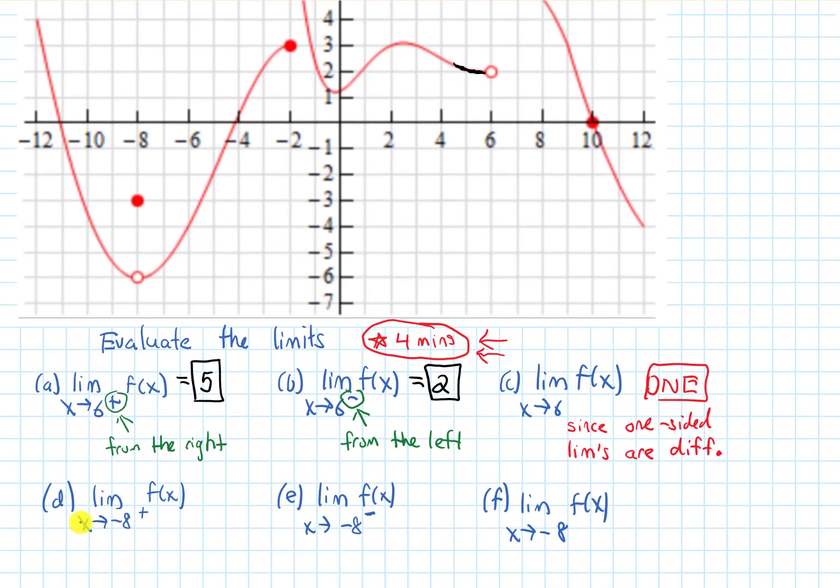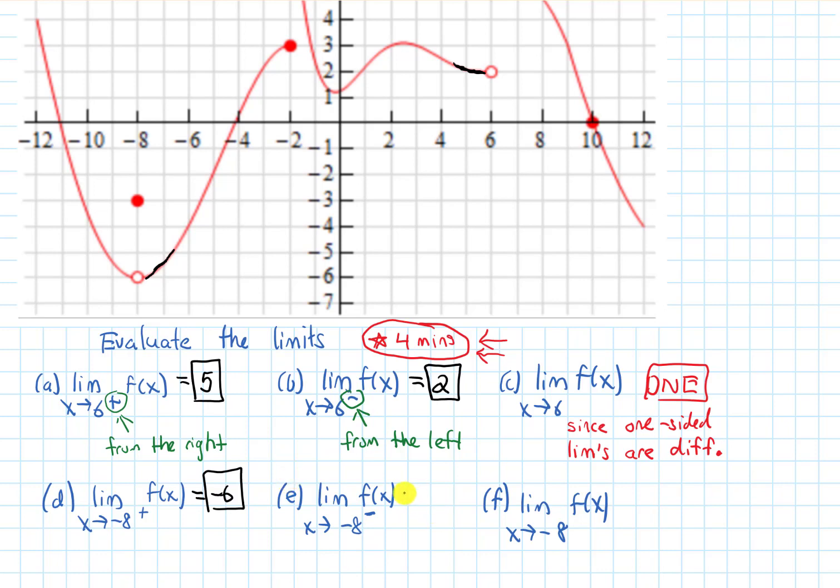Alrighty, let's do part D. What's the limit as x approaches -8 from the right? As I approach -8 from the right, that is this part of the graph, and the y values are getting super close to the y value of the hole, which is -6. Remember again that we don't care what's happening right at -8. Right at -8, we have a point here, but we don't care about that point when we talk about a limit. A limit just means we get super close to -8, but we don't actually equal -8.